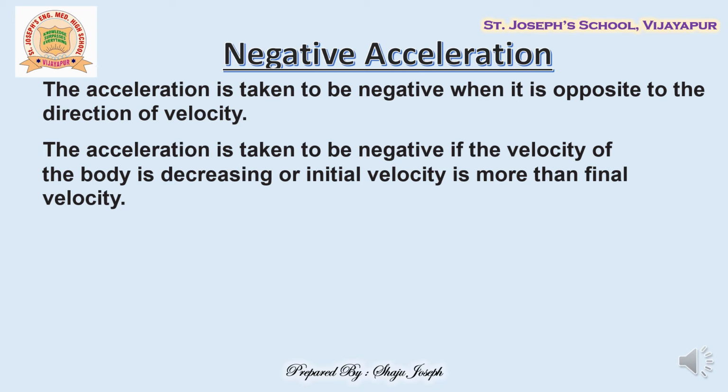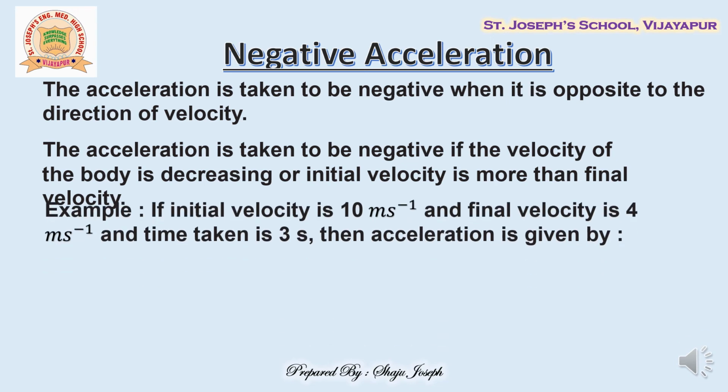So in the initial case, when we talked about positive acceleration, we are talking about pressing the accelerator, right? And now, when you're talking about negative acceleration, which part is called the negative accelerator? The brakes, of course. When you apply the brakes, the vehicle slows down. This is called negative acceleration. Or you can say that initial velocity is higher than the final velocity. So let us take an example and find out the values. If the initial velocity is 10, see, initial velocity is bigger, and final velocity is 4. So the vehicle is slowing down. And the time taken is 3 seconds.